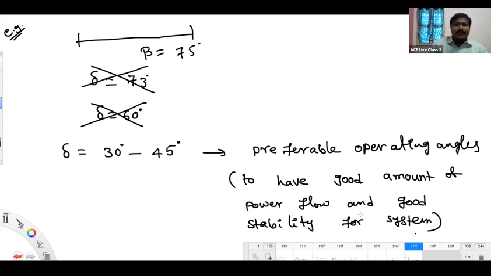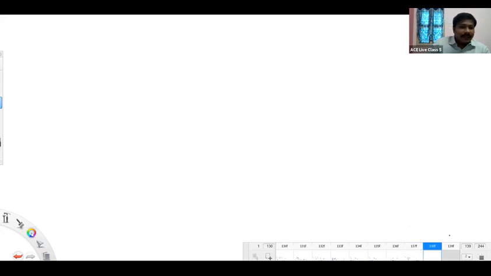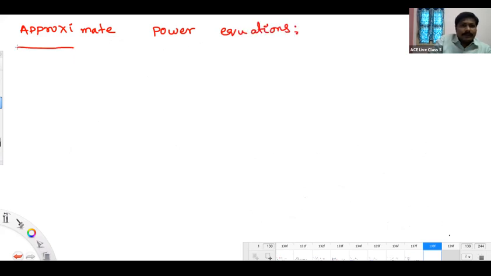Okay, so let's continue. Till this point we have discussed the exact power equations, and we have discussed the conditions with respect to exact power equations only. Now we are going to approximate power equations, in the next slide.